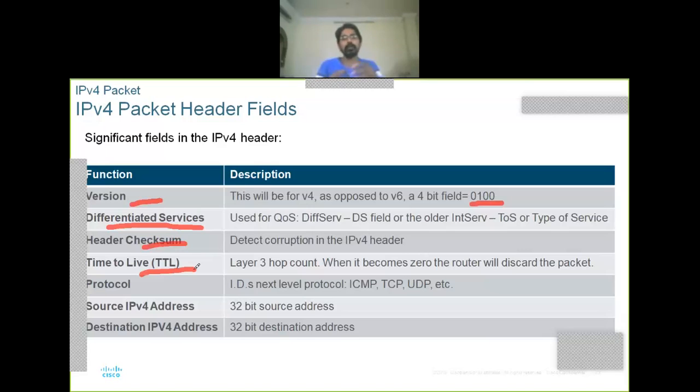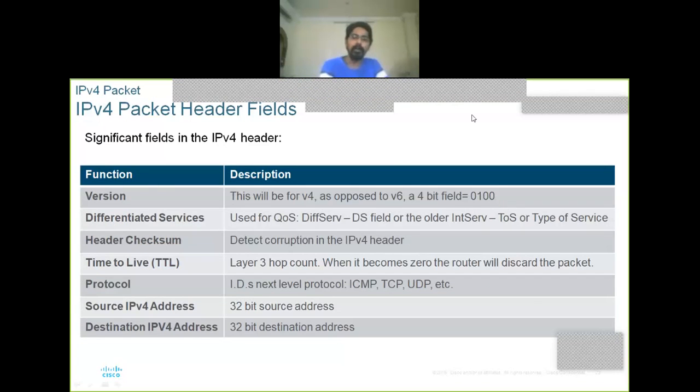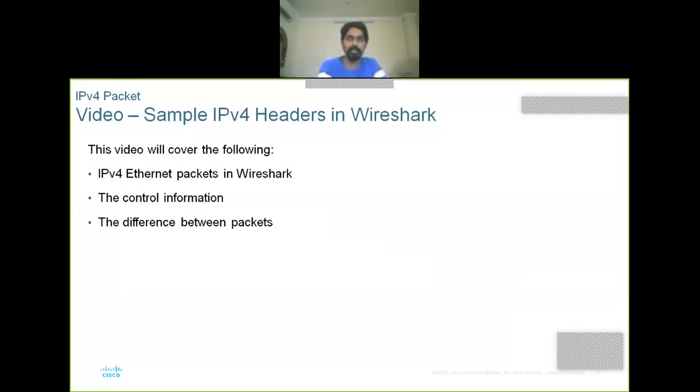Next, protocol. What are the different protocols? We have TCP, UDP, ICMP, like that. Next, source IP address and destination IP address. Basically, we know that an IPv4 address is a 32-bit address, so the source and destination addresses are each 32 bits.